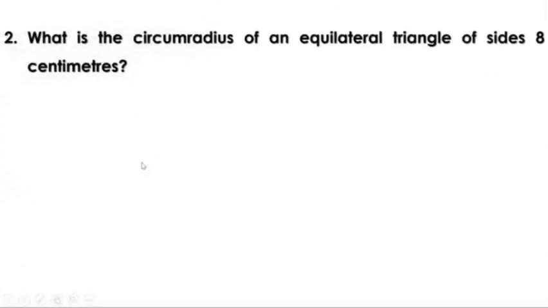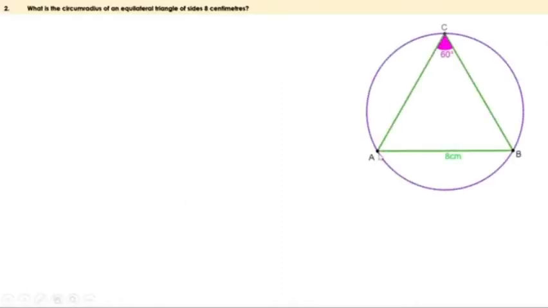Clear, children? Next question: what is the circumradius of an equilateral triangle of side 8 centimeters? So consider an equilateral triangle. In an equilateral triangle, all sides and all angles are equal. Therefore, the angles are 60, 60, 60. One side is given, 8 centimeters. We have to find the circumradius.